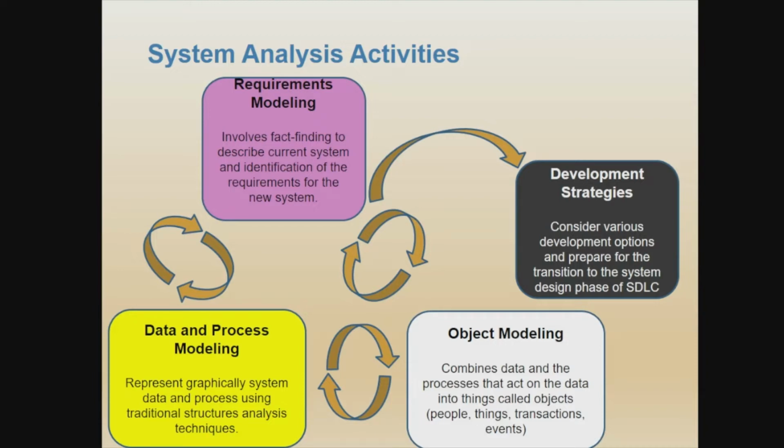Then we have the object modeling. We combine the data and the processes that act on the data into things that we call objects. Let's say we want to create a university system. So we have a lecturer, we have a student as the objects, and then we model the data related to those objects. Just like when you do the object-oriented programming class, we use objects to model our system.